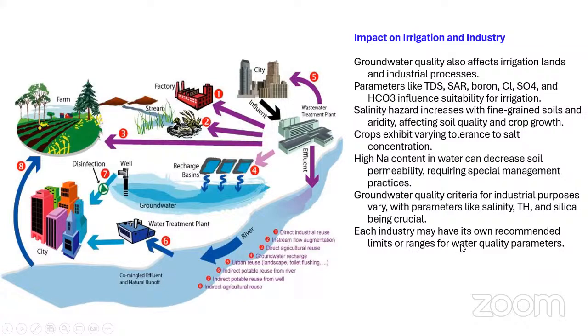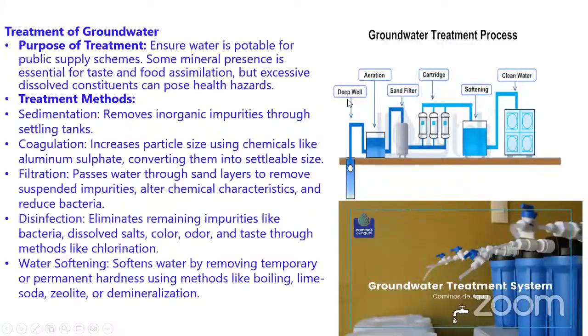Simply, we can say this is the impact of groundwater quality which may affect industrial activity and irrigation activity. What we have to consider for irrigation activity and for industrial activity is mentioned in the slide. Just try to read it a number of times, try to understand, and you can attempt all the theory part questions.